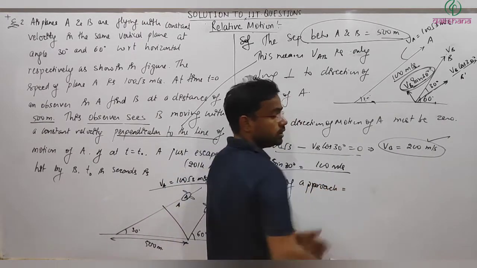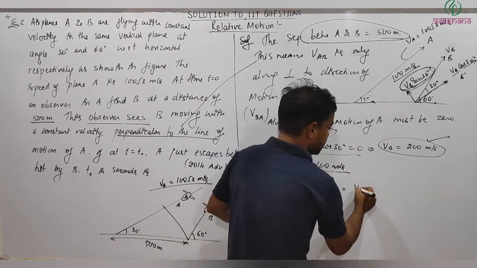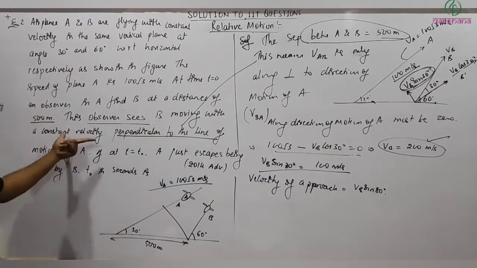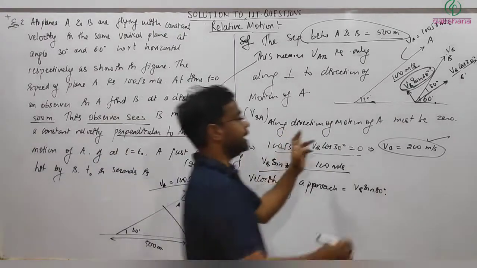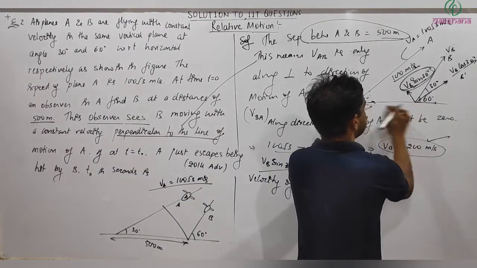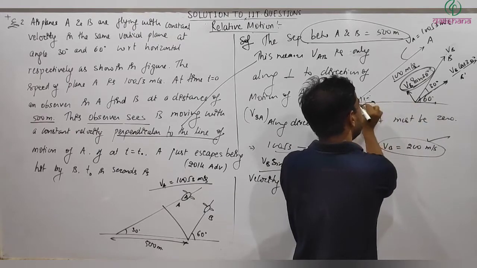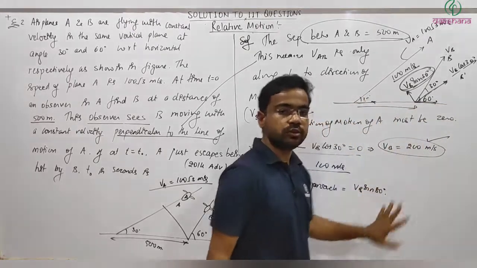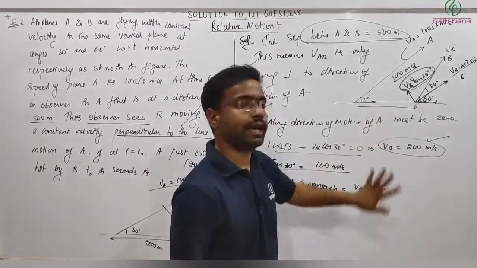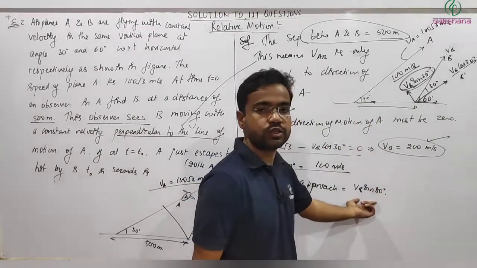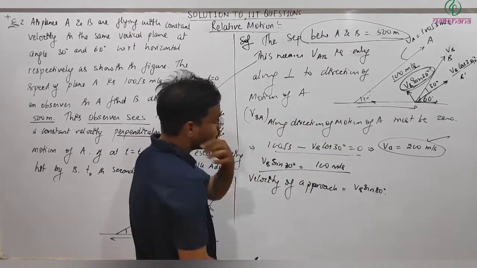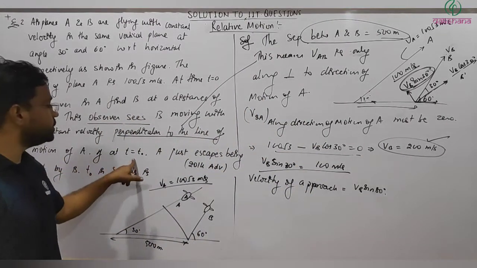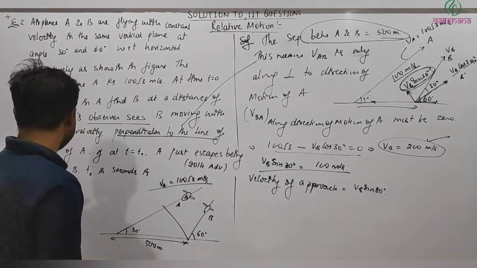is simply VB sin 30 degree according to this statement, or you can write that initially at t equal to 0 this is the separation, so you write the component of velocity along this line joining them, and then also you will get exactly the same thing. You can check the calculation, I am directly writing it. So this is VB sin 30. Another point, it is saying at t equal to t naught, A just escapes being hit by B.